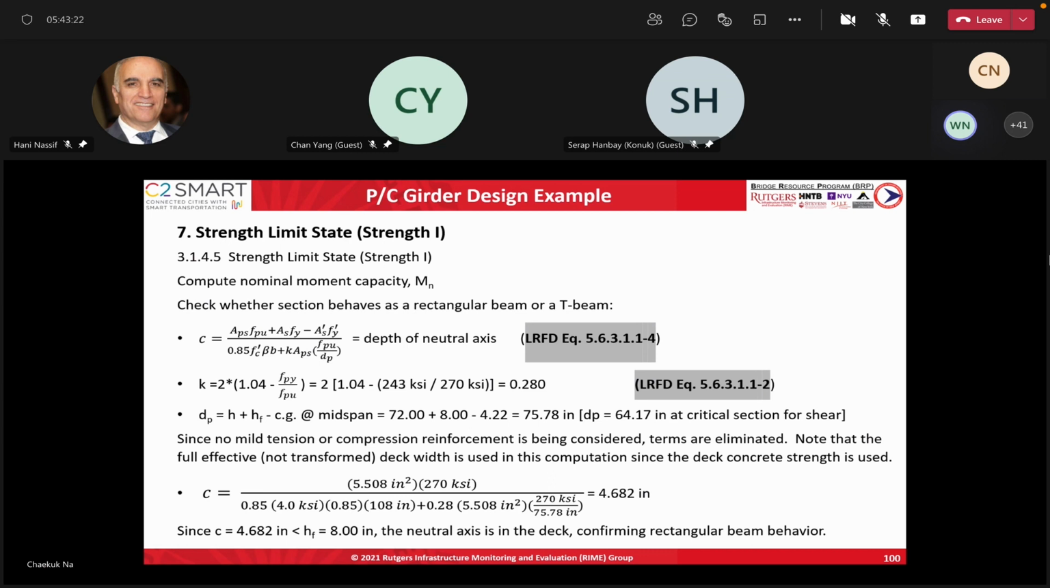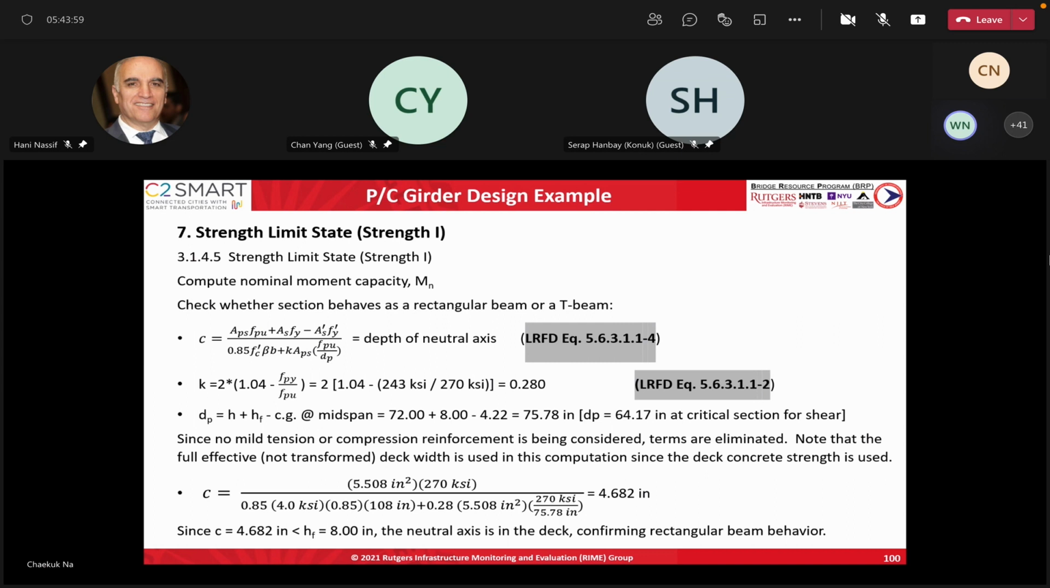Now we have this 0.85 that you see in the denominator. It's now alpha 1. It would be less than 0.85 if we have high concrete strength, but it's not our case here. Now the value of K is found. The value of K that you see in this equation is found using the properties of the strands that we have, and dP is calculated from the top of the slab to the center of gravity at the critical section, which is the midspan. We have all the parameters.